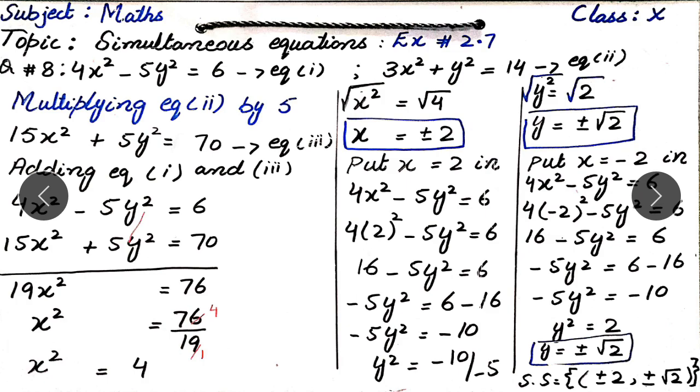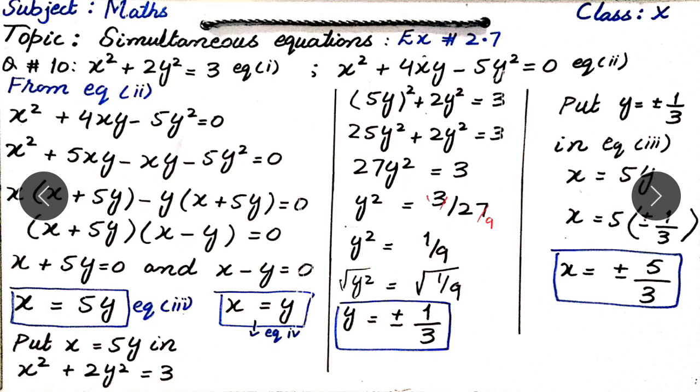You can put x equal to 2 in any of the equations which you find easy. I have chosen equation number 1 here, so you can put x equal to 2 in equation number 1: instead of x you put the value 2, 2 2s are 4, 4 4s are 16, minus 5y square, and you will find the value of y. Same is the case when you put minus 2, and you have the value of y here.